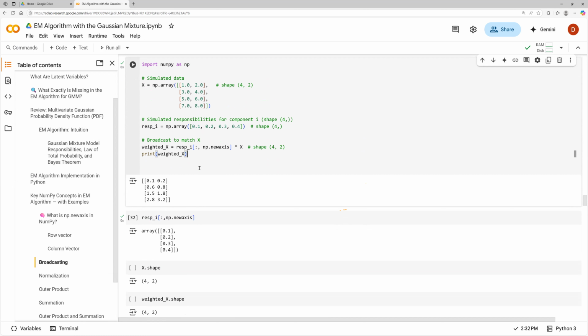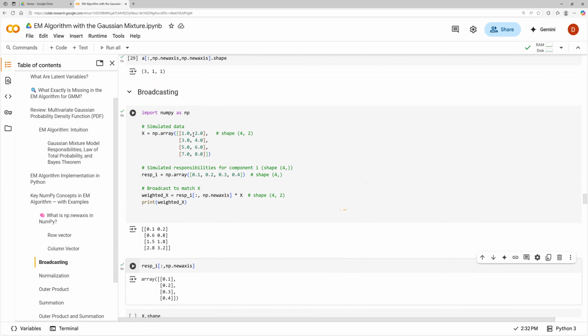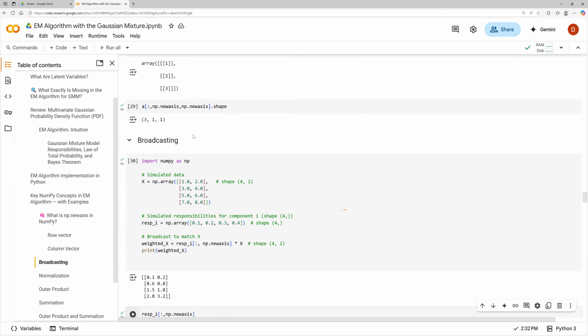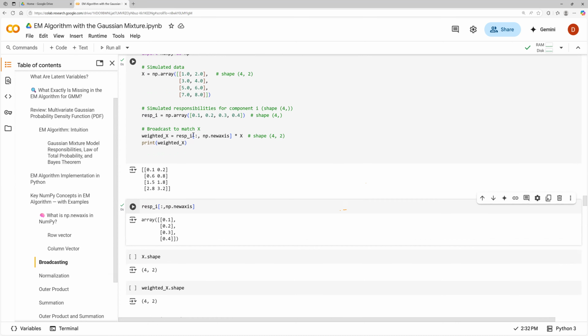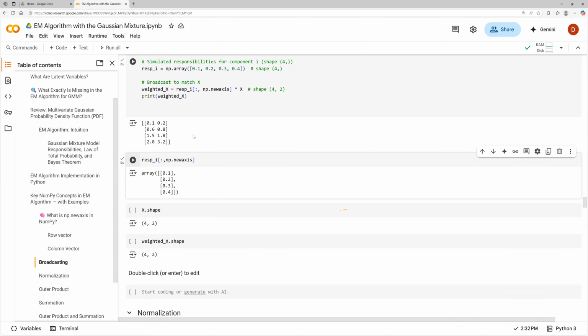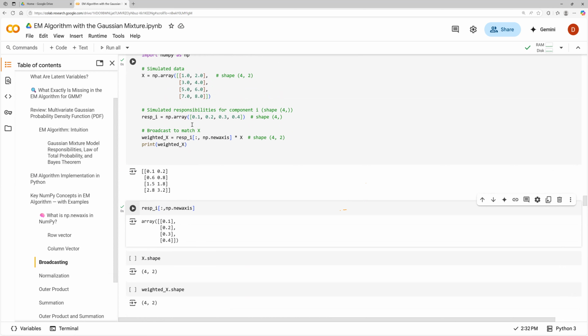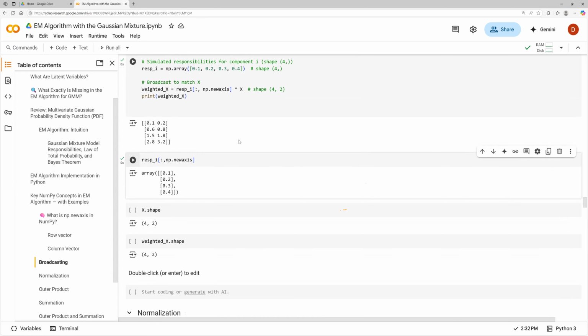And then we're going to get a 4, 2, right? If you don't believe, let me just show you, like multiply the first two. 0.1 times 1 is 0.1. 0.2 times 3 is 0.6. Okay. So that's what broadcasting is actually accomplishing, and that's what's part of the code, okay? And then if I multiply by x, I get that.